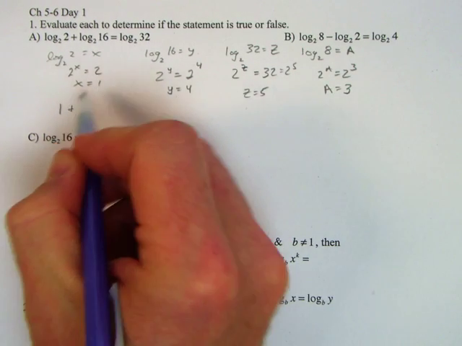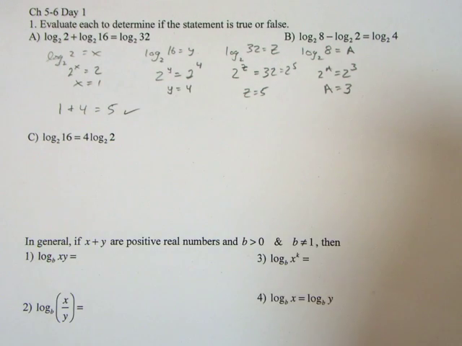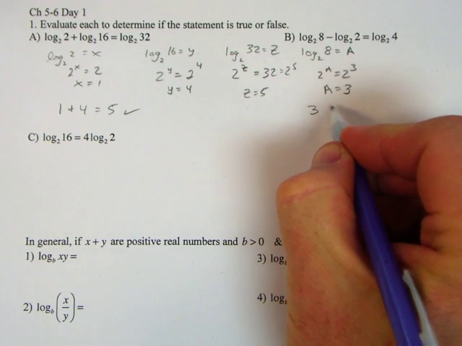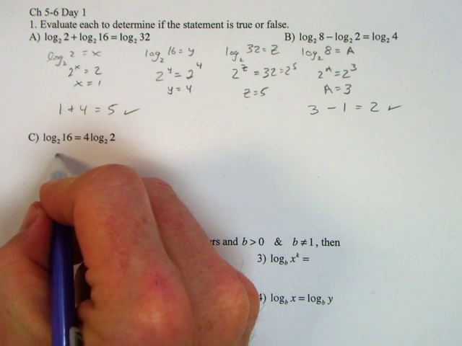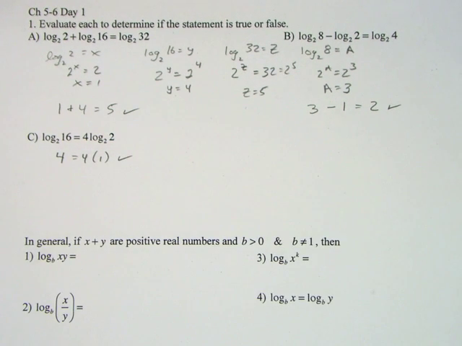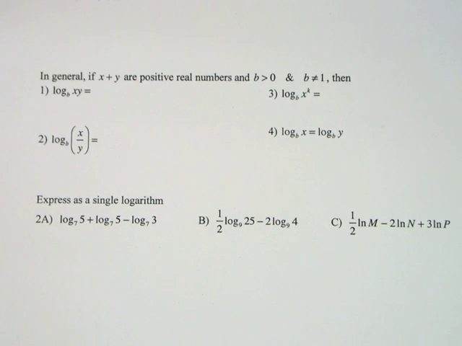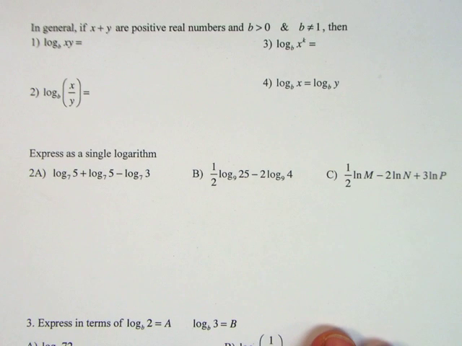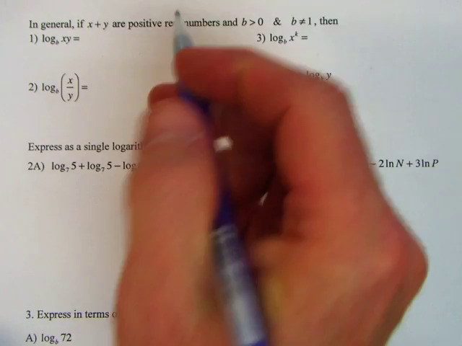Let's plug them in. We have 1 plus 4 equals 5. Yes, that's true. 3 minus 1 equals 2. Yes, that's true. 4 equals 4 times 1. Yes, that's true. And that is just trying to show you with an example what we're going to deal with in our rules here. In general, if x and y are positive real numbers and b is greater than 0 and b is not equal to 1, then what is our rule?